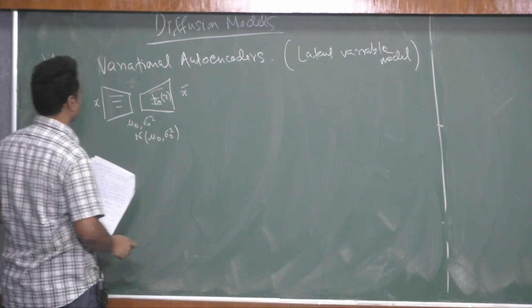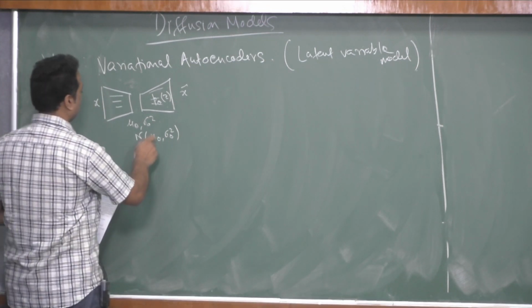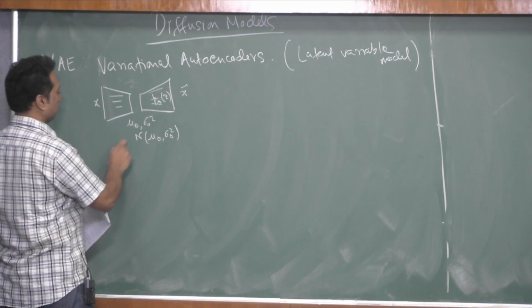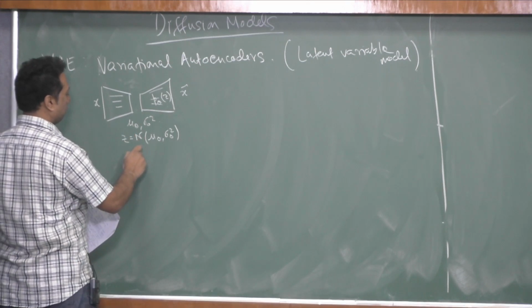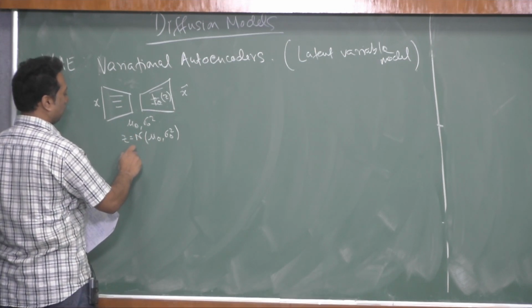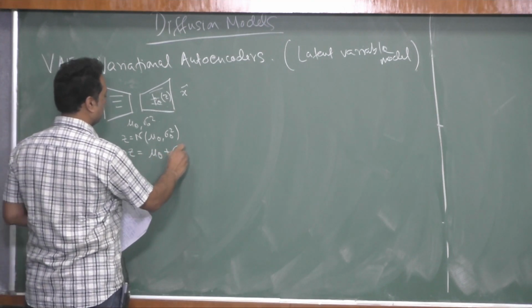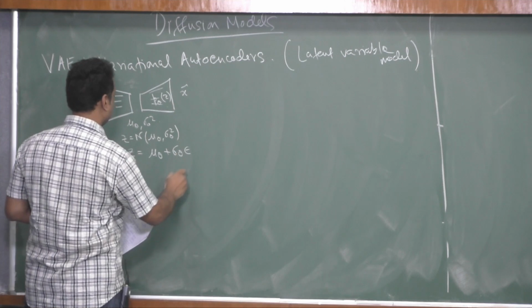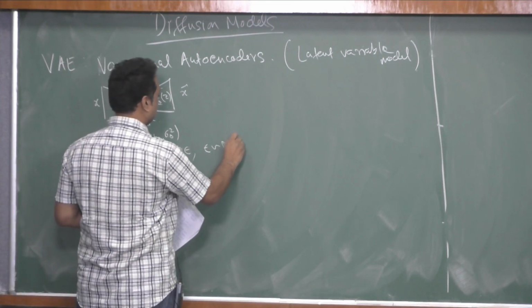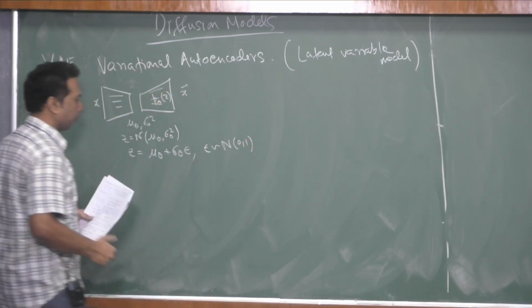And then we use a reparameterization trick. So if this is our Z, then we use a reparameterization trick where Z can be written as mu theta plus sigma theta epsilon, where epsilon comes from standard normal.